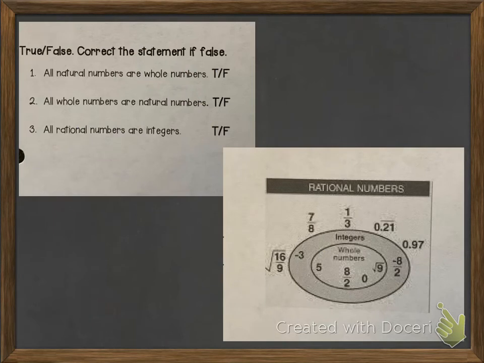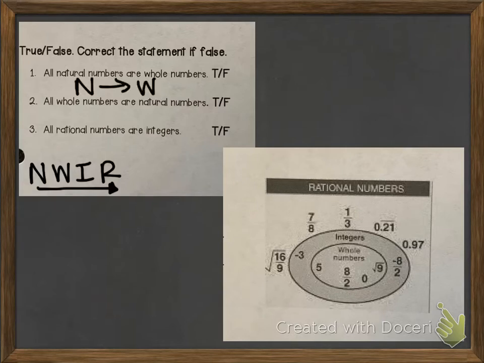So we can also write it sideways, natural, whole, integer, rational, and follow the arrow from N to R. So it's asking if all natural numbers are whole numbers. Does that follow the arrow? Natural moving to whole, and it follows the arrow. That checks out. Therefore, it is true. Then it's asking if all whole numbers are natural numbers. So if I'm starting at whole right here, and I'm moving to natural, that's going the opposite direction of the arrow. Therefore, it is false.